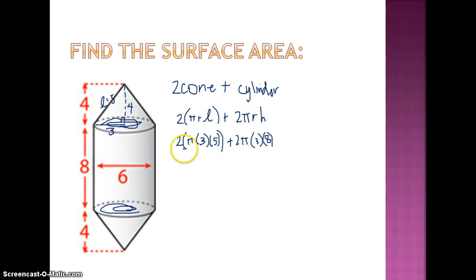Alright, we can start simplifying. We have 2 times 3 times 5, which is 30, so 30 pi, plus 2 times 3 times 8, which is 48 pi. And we can combine those to make 78 pi, which is our exact answer. Or we can plug this into the calculator and get 245.04 units squared. And that's our surface area.